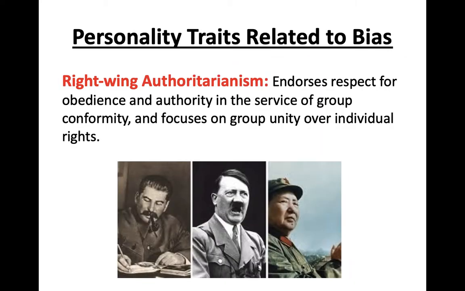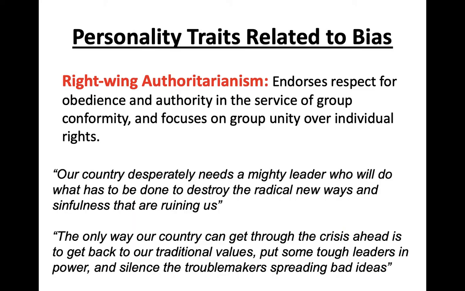All right. So the second personality trait related to bias is a trait known as right-wing authoritarianism. People that are high in this trait endorse respect for obedience and authority in service of group conformity and focus on group unity over individual rights. Right-wing authoritarianism is measured in the same way, using a personality inventory.